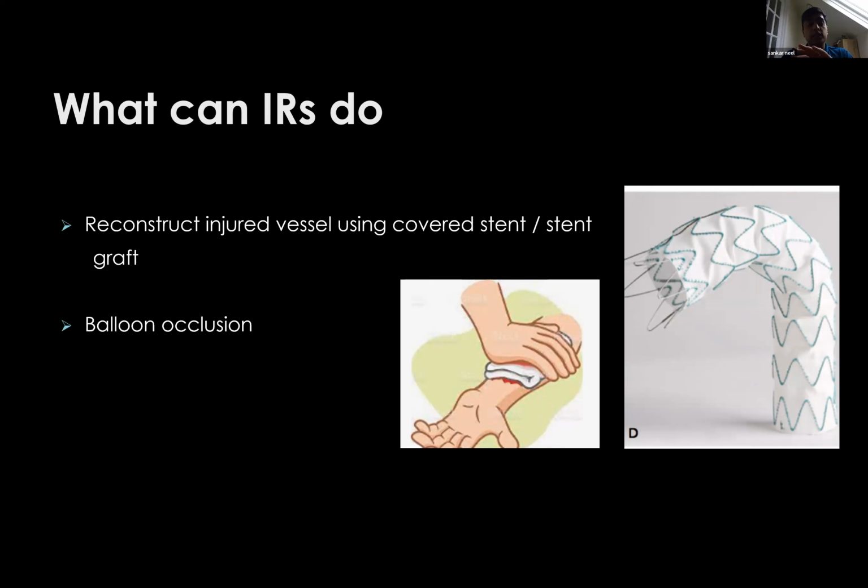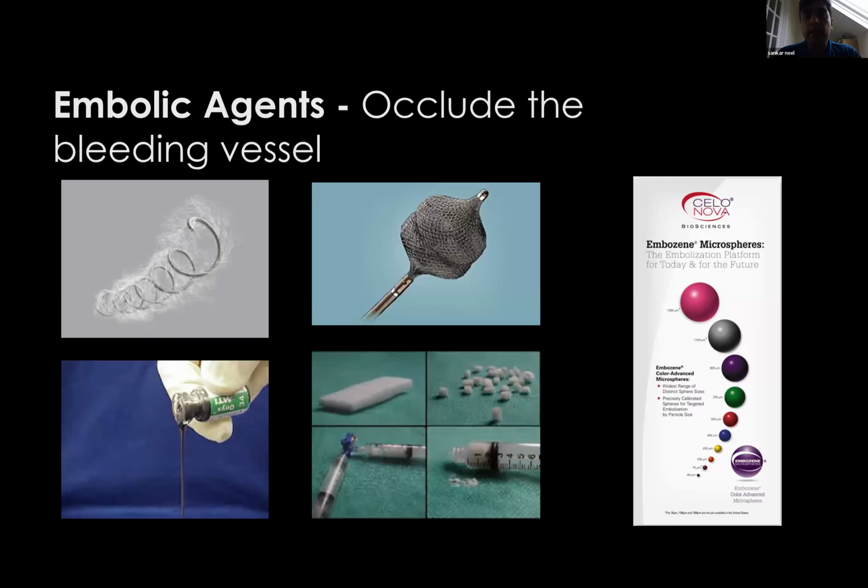We can also reconstruct the entire vessel using this structure, which is a stent graft. So we can basically reconstruct the entire vessel, block off all the holes that the vessel has, and create an entire new conduit for the blood to flow. But more common than that is that we use an embolization agent to occlude the bleeding vessel.